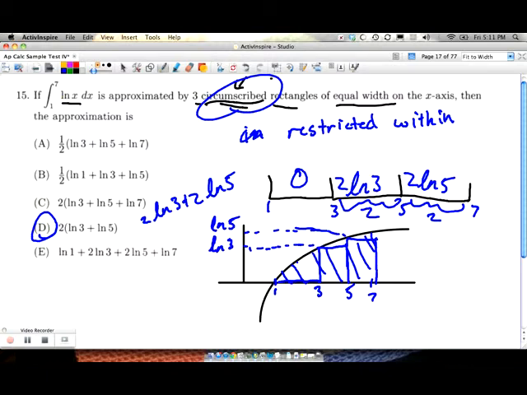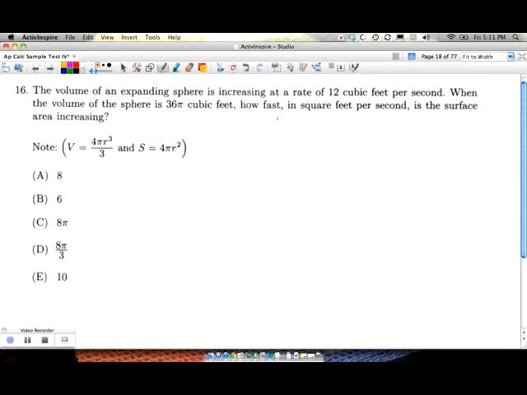These are pretty fast if you know the vocabulary. The volume of an expanding sphere. Whoa! Hold your horses there. The volume of an expanding sphere is increasing at a rate of... That sounds like related rates. Sure does.